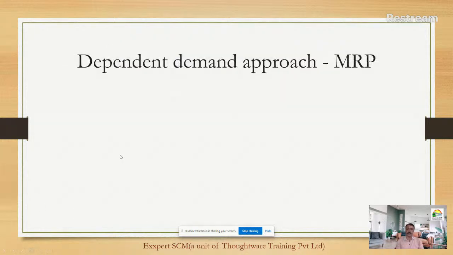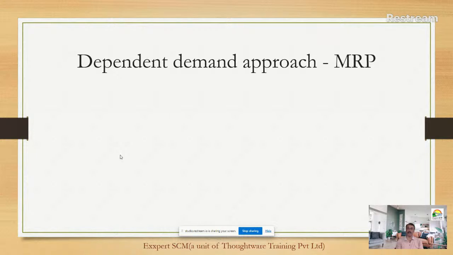Most probably you are also aware of the difference between independent and dependent demand. Independent demand is always forecasted many times, unless it is demand driven. So for example, if you take a car, the number of cars to be produced is an independent demand.